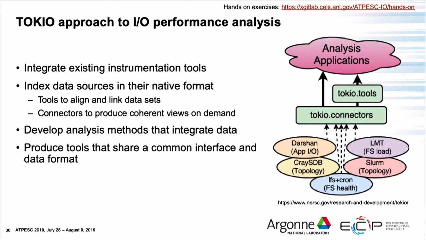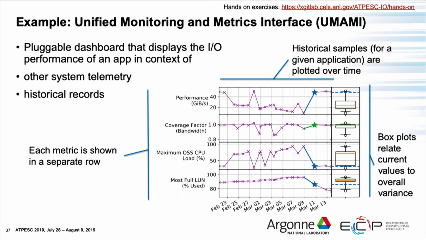And you can take that tool and run it at NERSC. You can run it at ALCF without changing a bit of code. And the TOKIO framework under the hood knows how to talk to whatever tools are in use at that center to get that information, convert it into a consistent format, so the numbers mean the same thing regardless of where you run it, and actually answer the question of, how much were other people interfering with my I/O when my job was running? And so this is a pretty powerful framework.